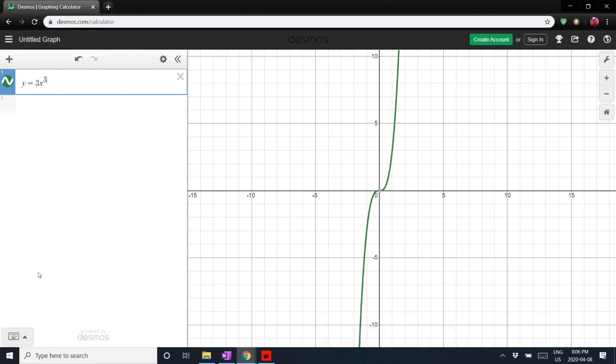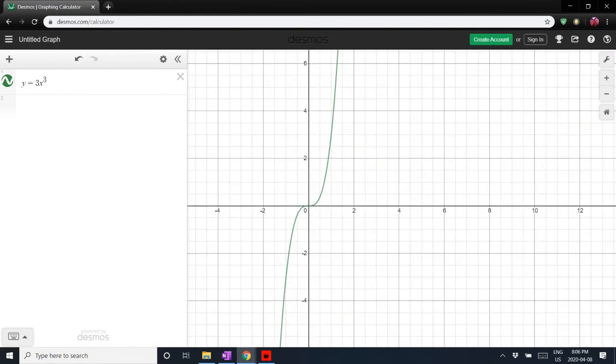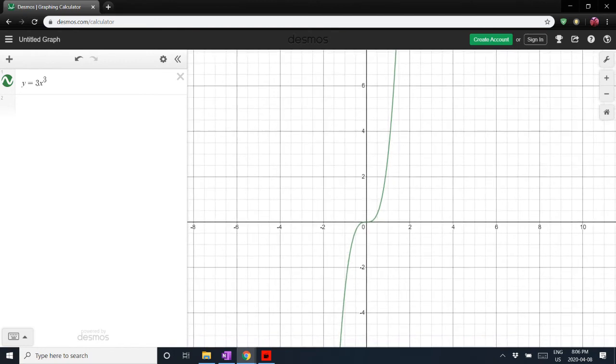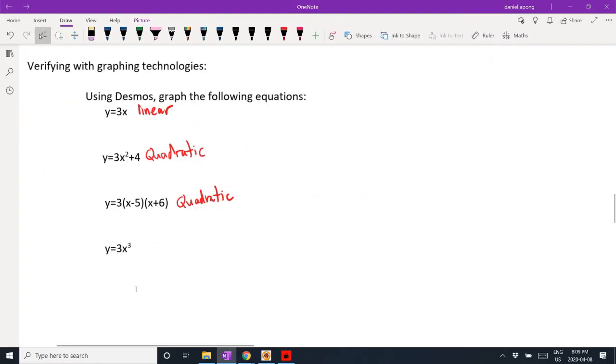If we take a look at our graph, you can see it kind of looks like a parabola, but it's flipped open on one side. And this has a special name. This is what we call a cubic function. Because we have x to the power of 3, that's where the name comes from. The highest degree in this function is a cube. So from Desmos, we saw that this equation, 3x to the power of 3, is not a quadratic, but it's given a special name called the cubic function.